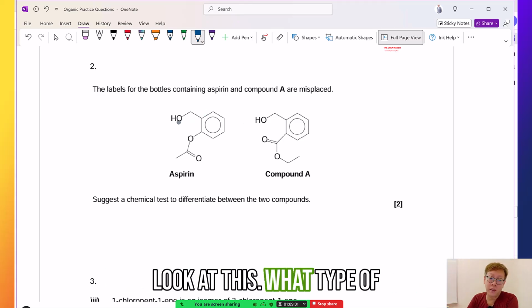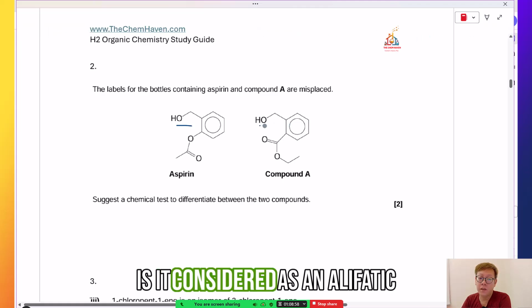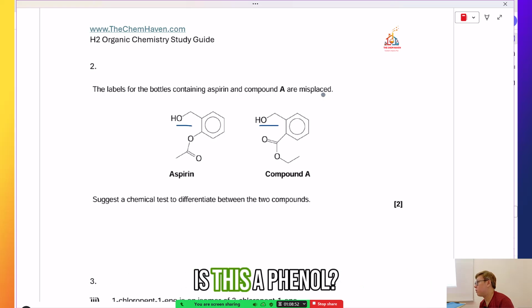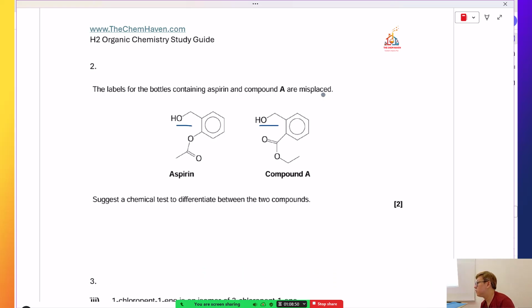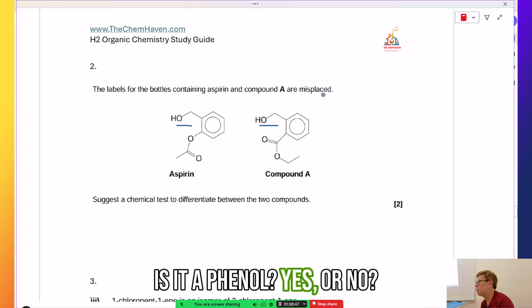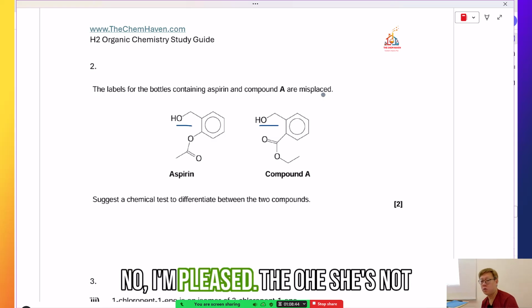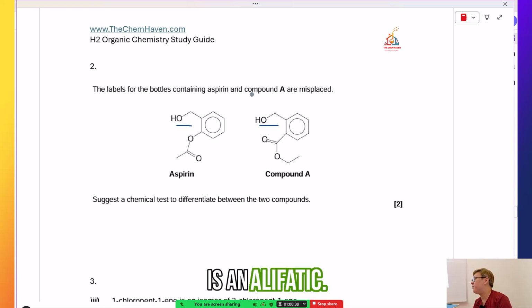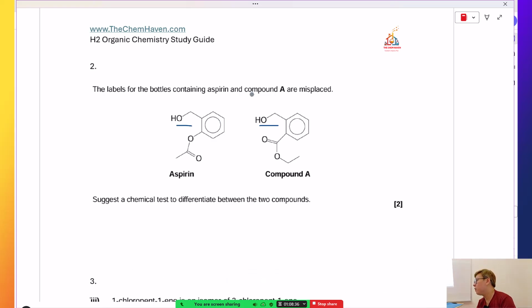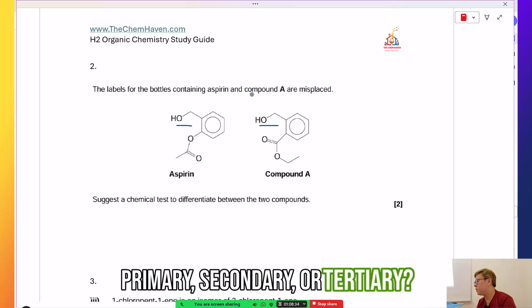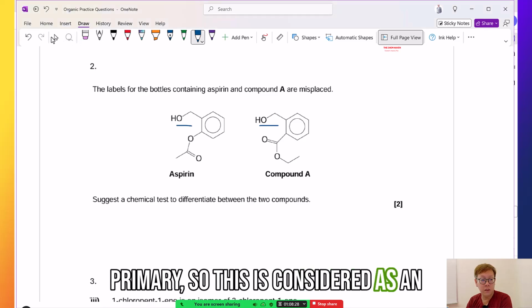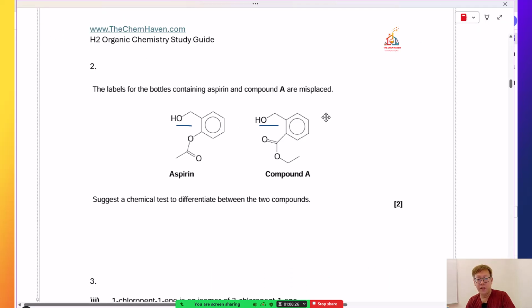Now I want you all to look at this. What type of functional group is this? Is it considered an aliphatic alcohol or an aromatic alcohol? Is this a phenol? Is it a phenol? Yes or no? No, please. The OH is not bonded directly to benzene. So this is aliphatic. What type of alcohol? Primary, secondary, or tertiary? Primary. So this is considered an aliphatic primary alcohol.